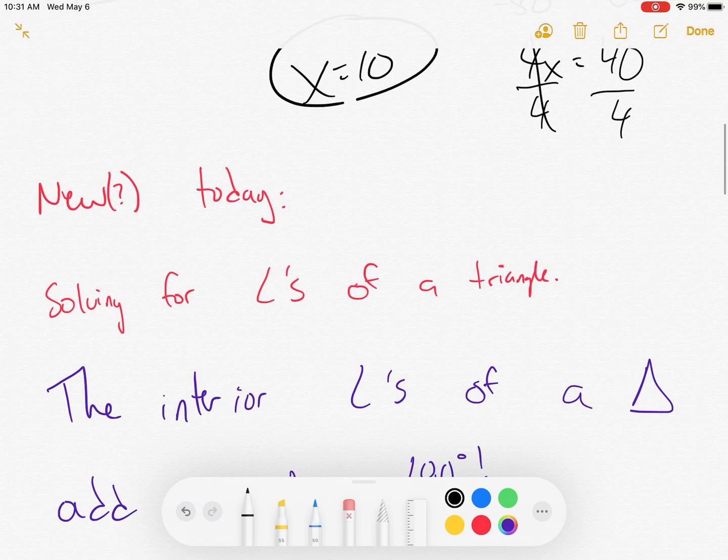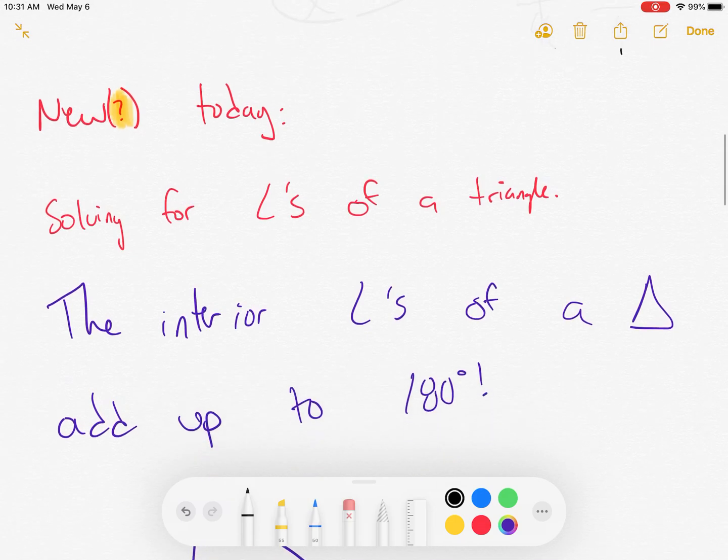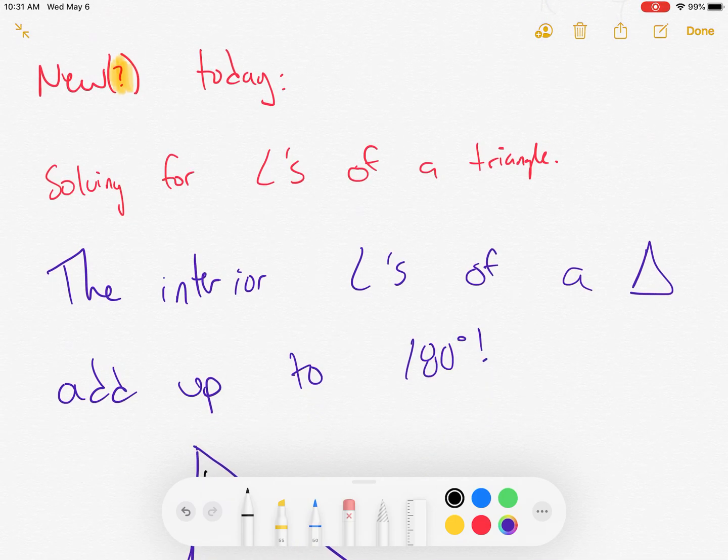Okay, something that's new, I put a question mark there today because many of us know this already, but we do need to go over it before we can move forward, is that we can solve for angles of a triangle by using this theorem. The theorem states that the interior, which just means inside, so the inside angles of a triangle, in other words, the ones I'm highlighting in yellow, those three angles of a triangle will always add up to 180 degrees.